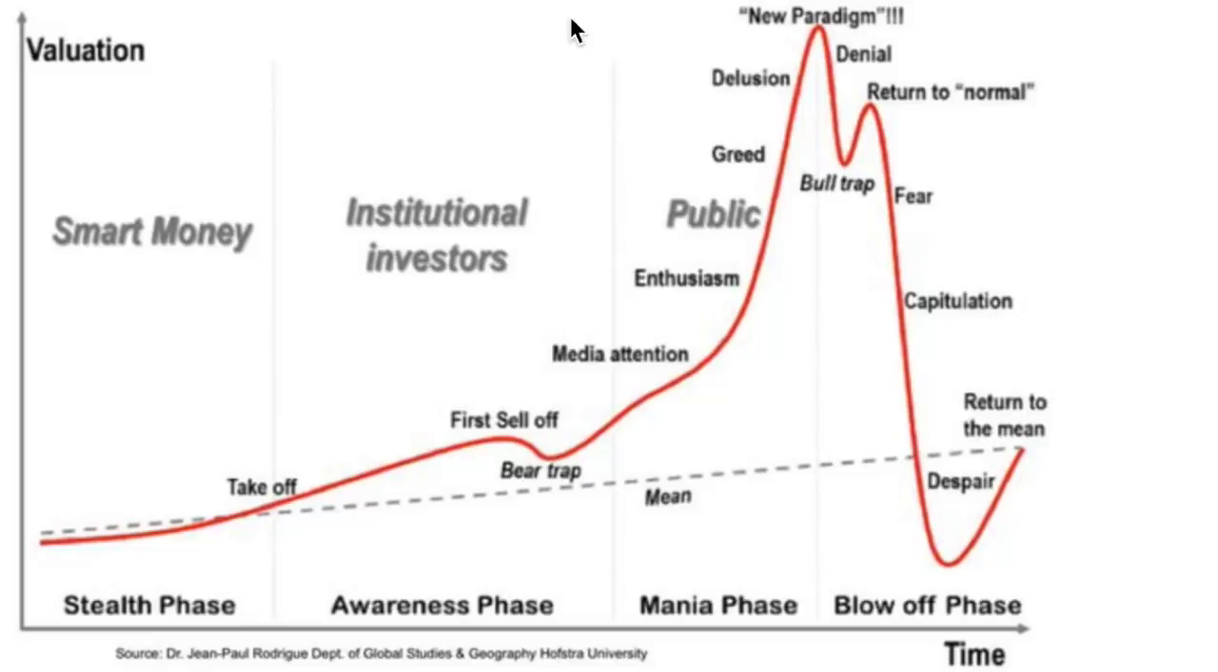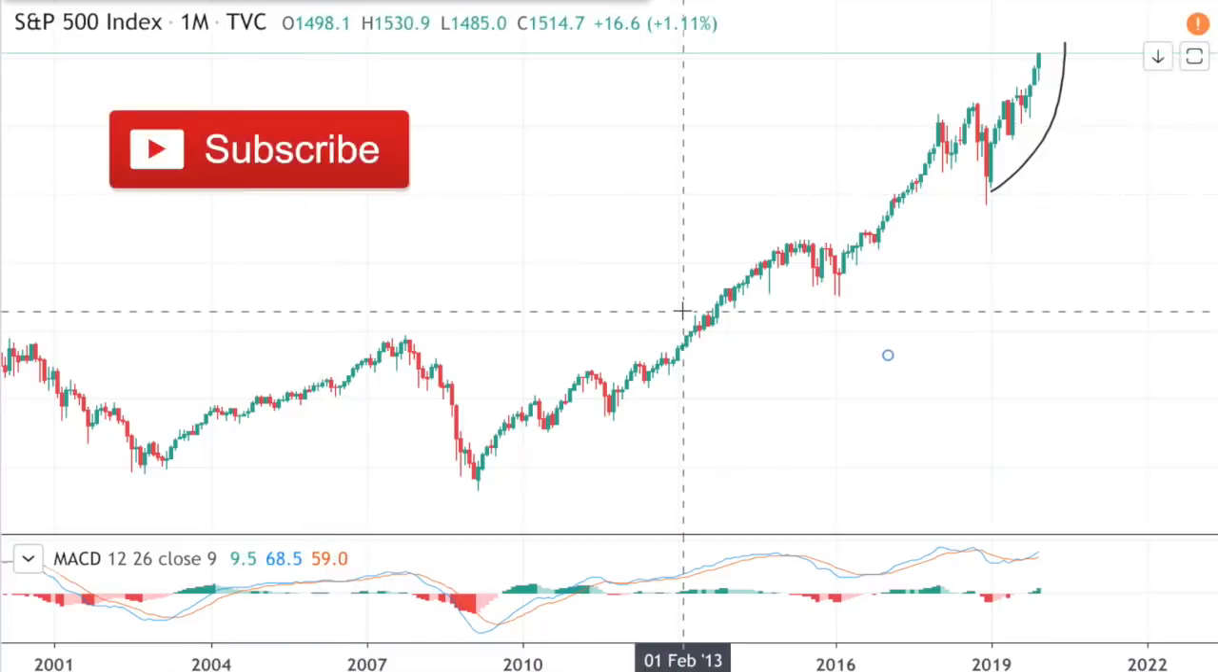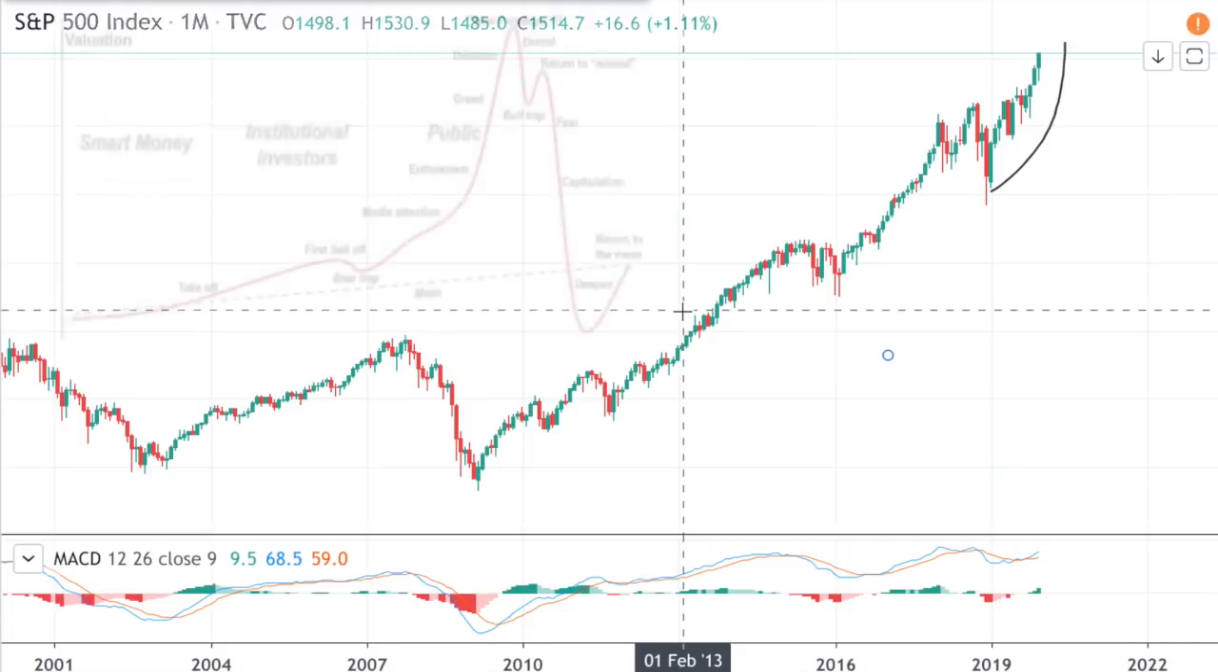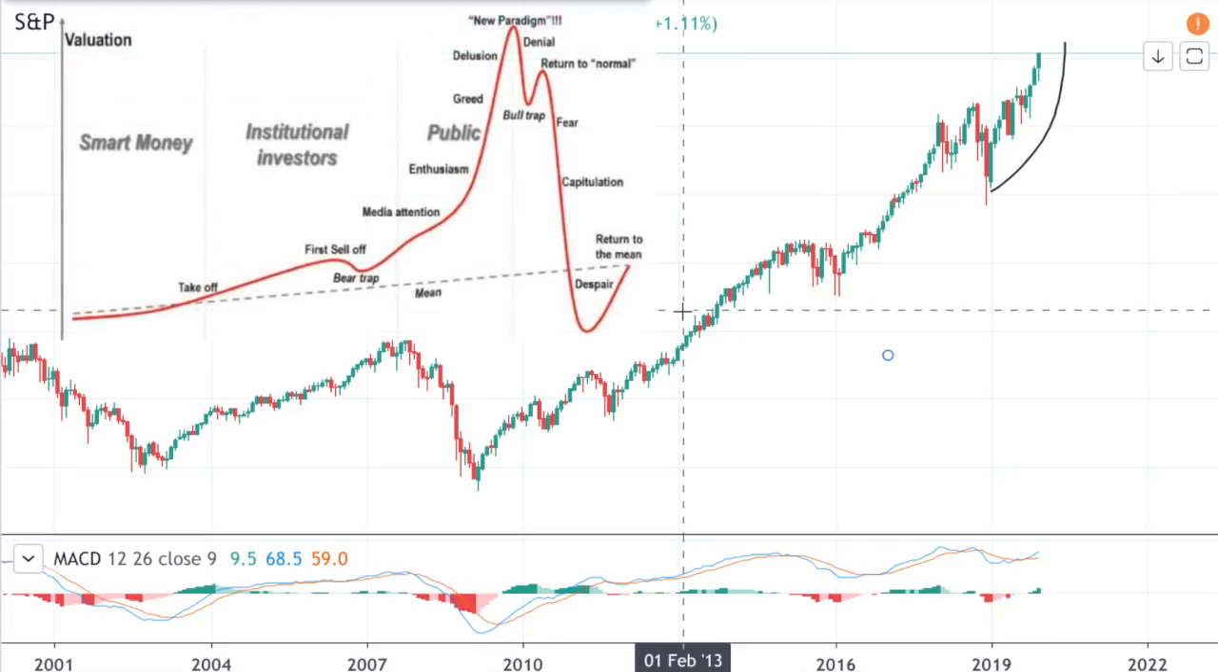Now I'm going to go back to the S&P 500 and we're going to compare the two. I'm going to put the market cycle template in the corner of the video so that you can see as I go along and compare the two and make predictions into the potential follow-up of this bull market.